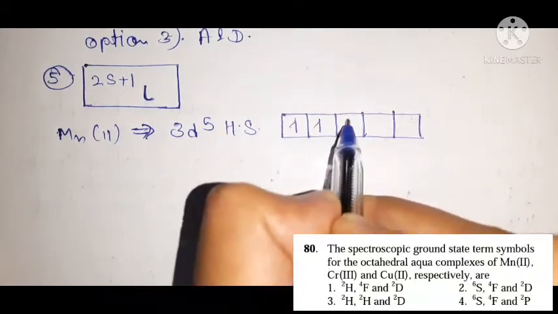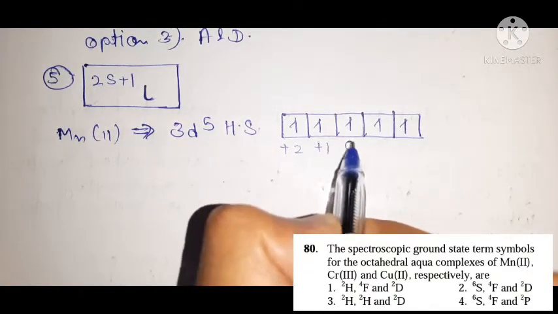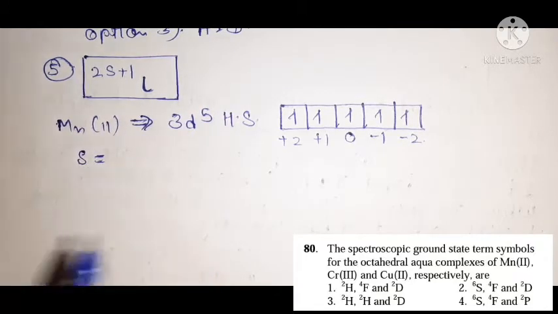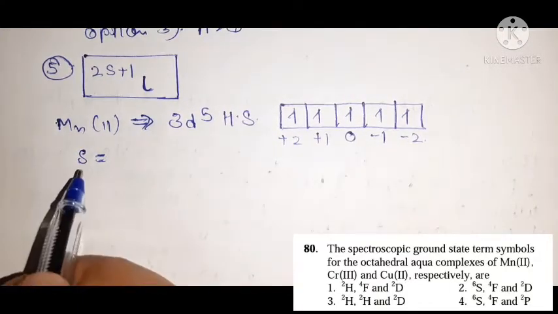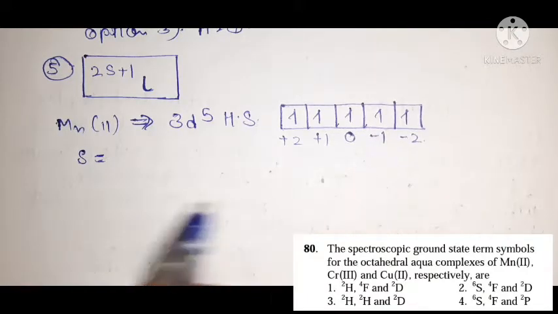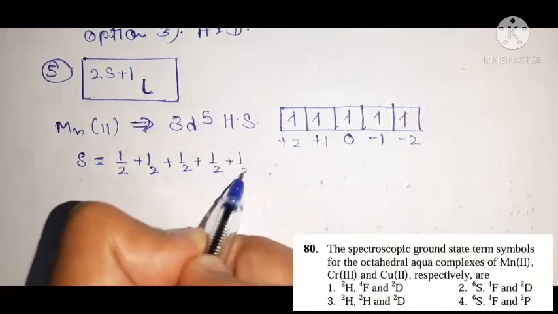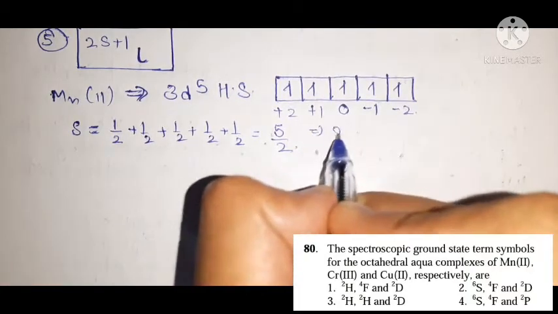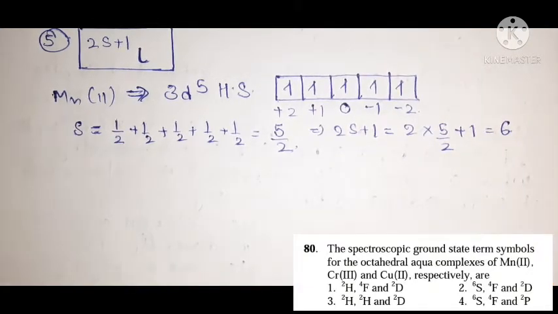Okay, so 3d5 high spin complex means these, and the azimuthal quantum numbers of the orbitals are plus 2, plus 1, 0, minus 1 and minus 2. So here the value of S is the sum of the spins of all these unpaired electrons. Okay, here 5 unpaired electrons are present. So your value of S will be half plus half plus half plus half plus half, which is equal to 5 by 2. So the value of S is 5 by 2. So here the value of 2S plus 1 will be 2 into 5 by 2 plus 1, which is equal to 6. And how can we obtain L?